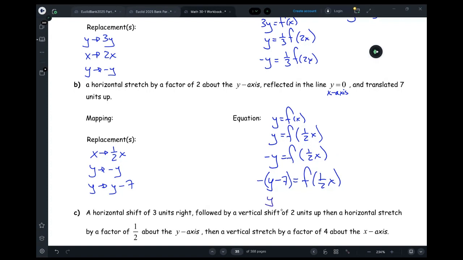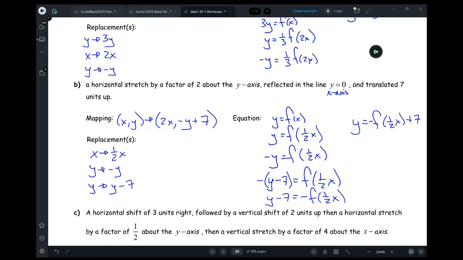Now, in order, I will bring the negative over, and then I will bring the 7 over. So this becomes negative 1/2 x plus 7. So now I can get my mapping a lot better. This will be 2x and then negative y plus 7.